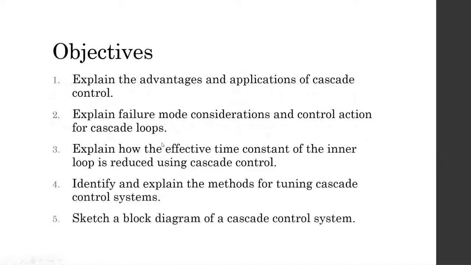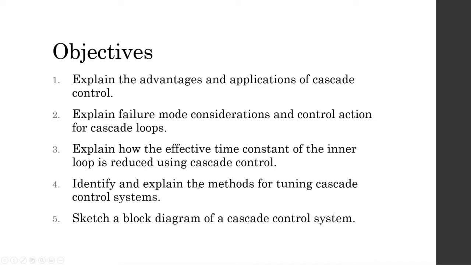Objectives. Explain the advantages and applications of cascade control. Explain the failure mode considerations and actions for control loops. Explain how the effective time constant of the inner loop is reduced using cascade control. And this number three here is basically the hinge pin for cascade control. So we'll make sure that you understand what's going on here for objective three.